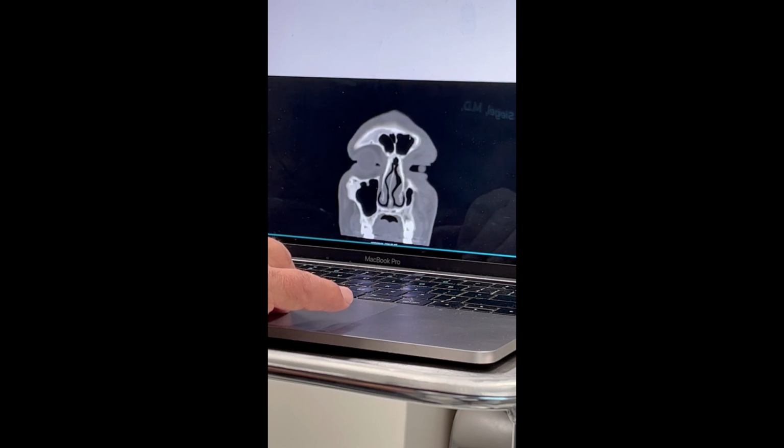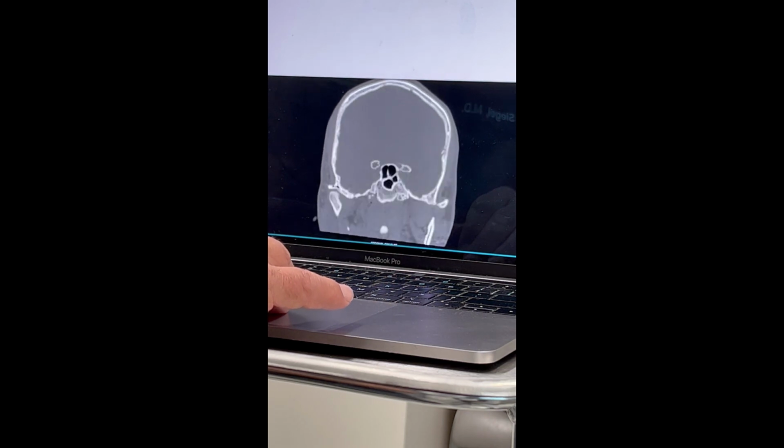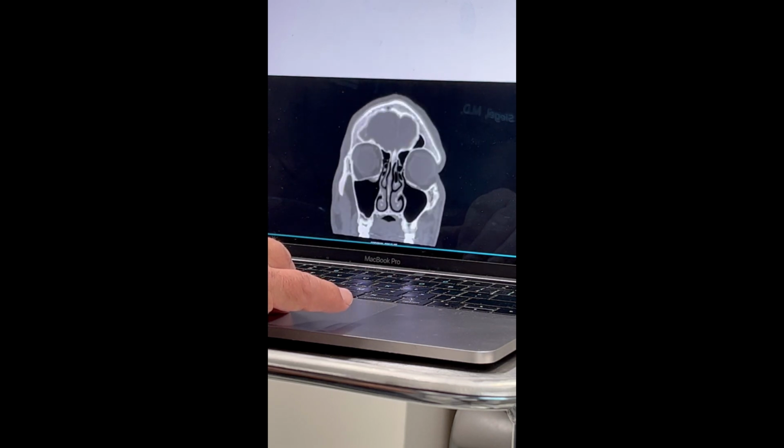So that's pretty much all I need to show you on the CT scan. We'll have a separate video for sinuses as well.